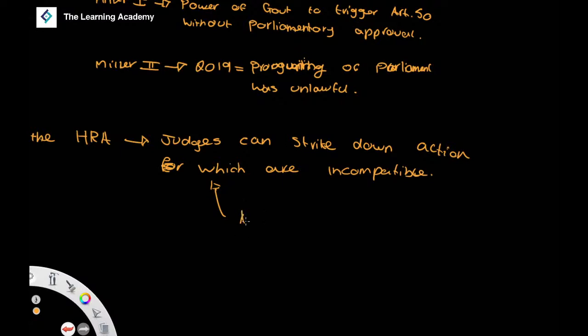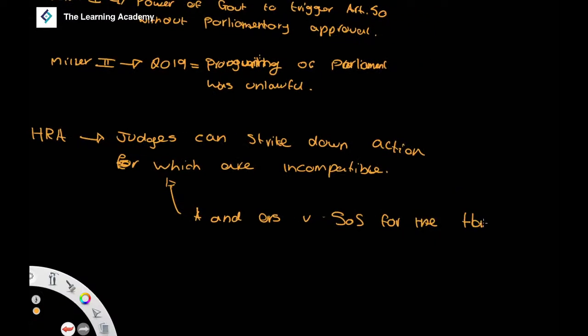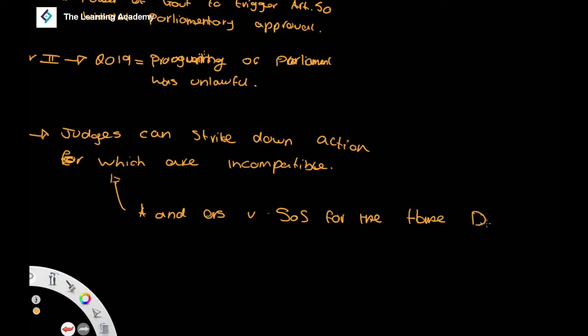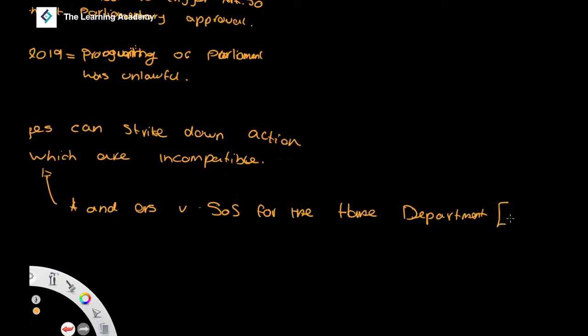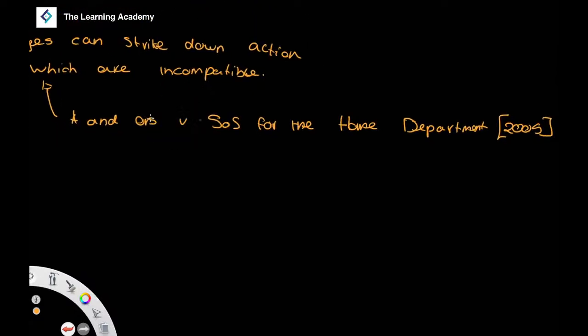So we've got A and Ors and the Secretary of State for the Home Department. This is a case from 2005. It's pronounced A and Ors and Secretary of State for the Home Department. We're not in America. In America, it would be A and Ors versus Secretary of State, but for some reason, in this country, law uses 'and' instead of 'versus'.